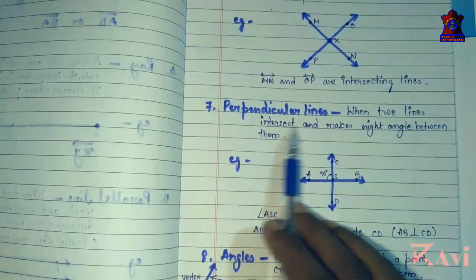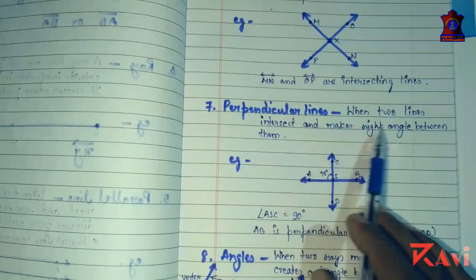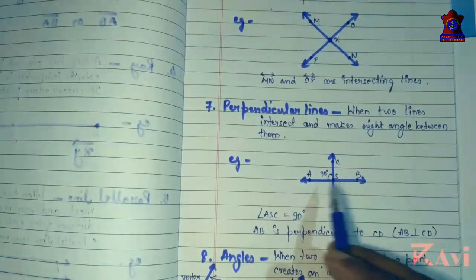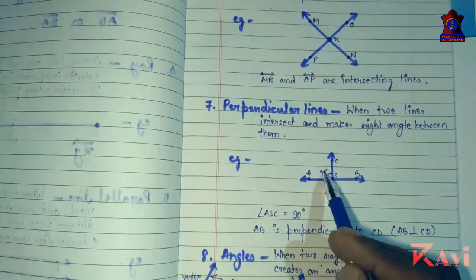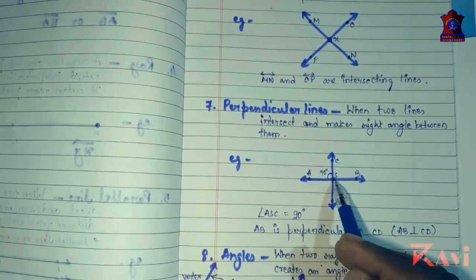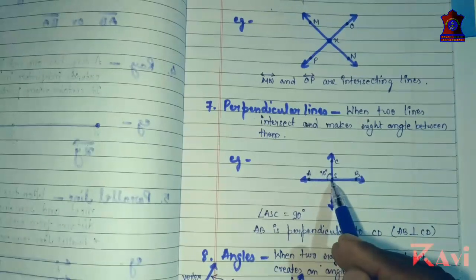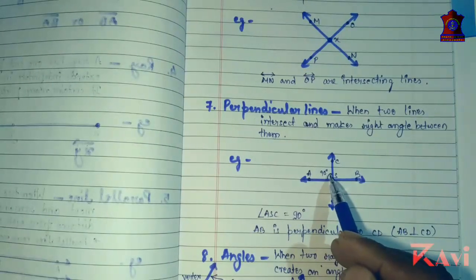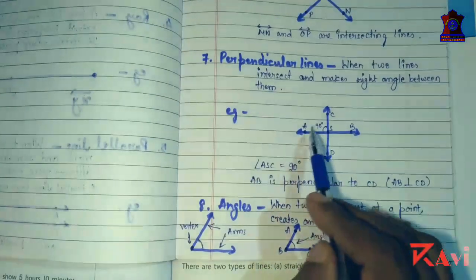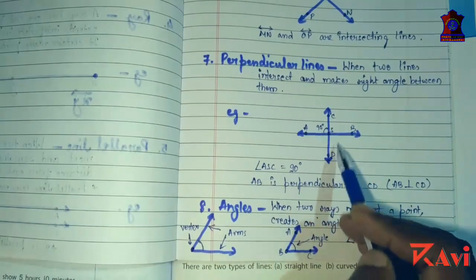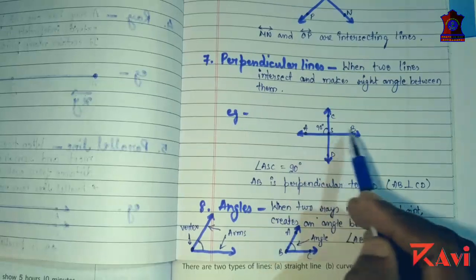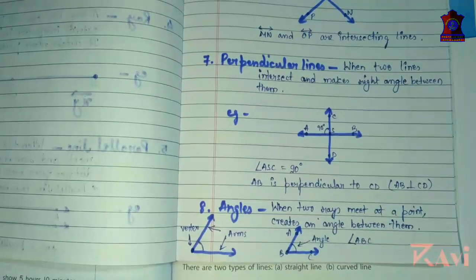Next, perpendicular lines. When two lines intersect and make a right angle between them. See, here line AB intersects line CD and makes a right angle. Right angle is 90 degrees. So we can say that angle ASC is a right angle or 90 degrees. Clear? So here we can say that line AB is perpendicular to line CD, or we can say that line CD is perpendicular to AB. Clear?